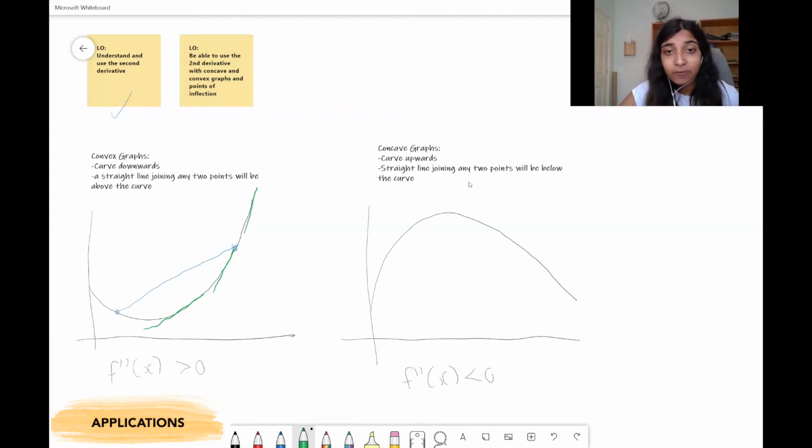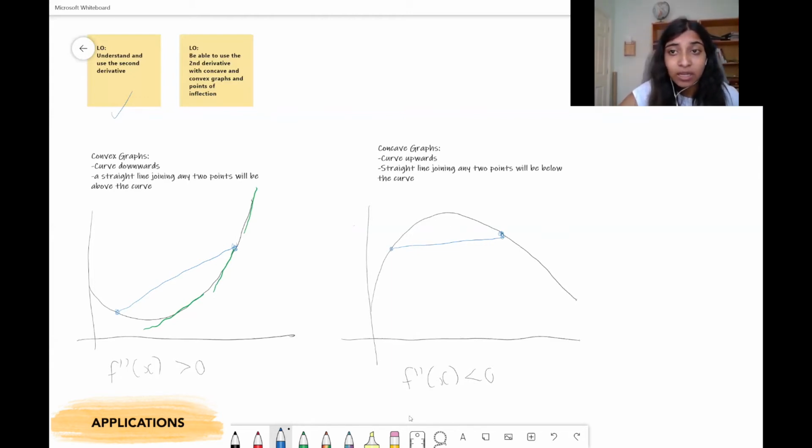The next curve we have are concave graphs, and these are curves that curve upwards. So it's kind of like a frowny face. It curves up, and if you join any two points on the curve, your line would be below the curve. So let's say we join this point and this point. If you draw the line connecting it, you'd see that this is below your curve.